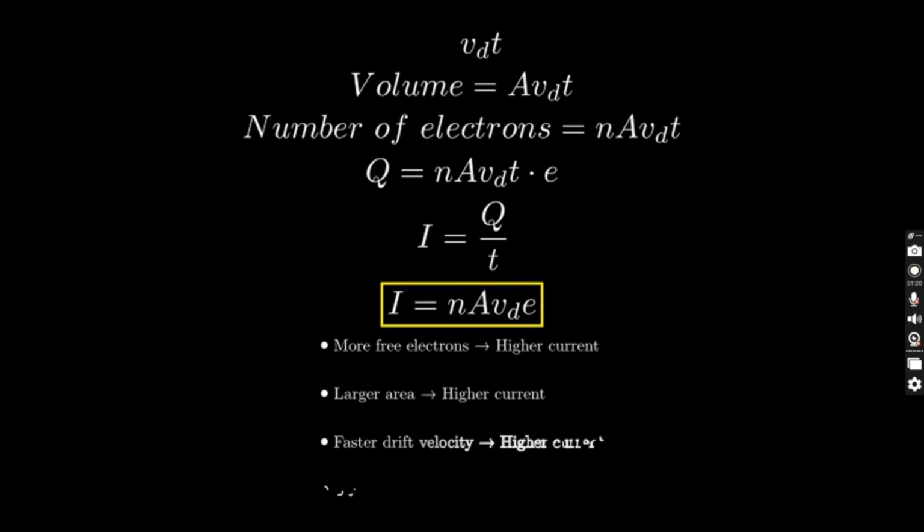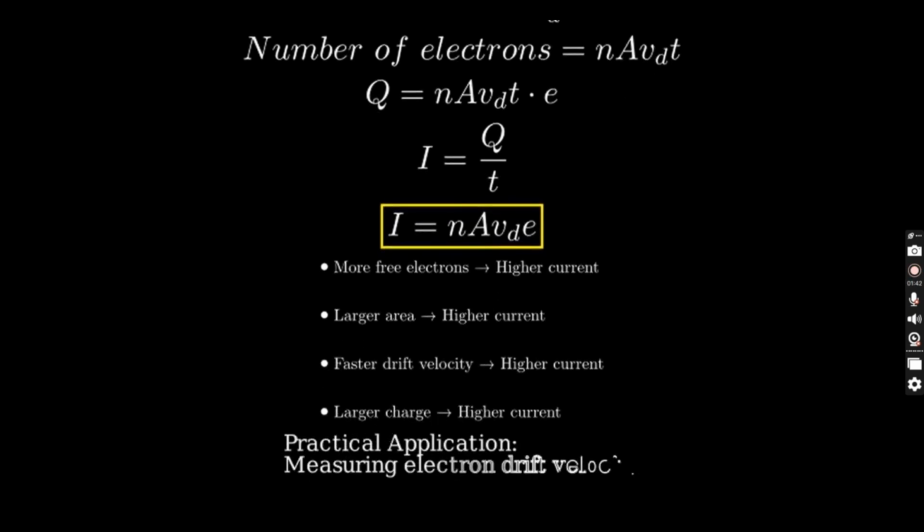The current increases if we have more free electrons per unit volume, higher n, a larger cross-sectional area, bigger A, faster moving electrons, higher drift velocity v_d, or if the charge per electron, e, were somehow larger. This equation is particularly useful because it connects the microscopic behavior of electrons to the macroscopic current we can measure. In practice, we often use this to find the drift velocity of electrons, since we can measure the current, and we know the other quantities.